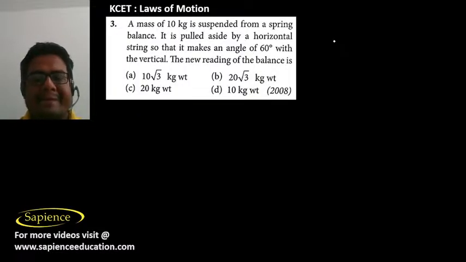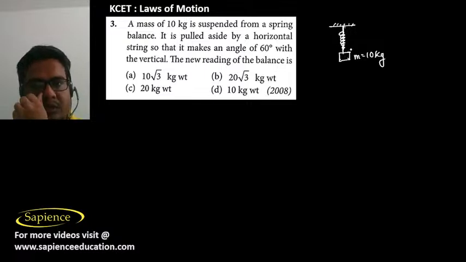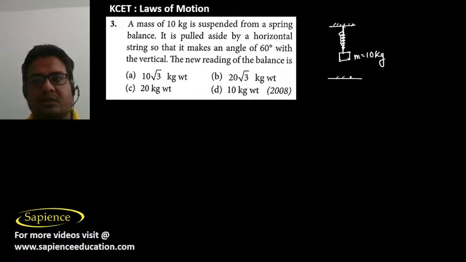Then in the third question, a mass of 10 kg is suspended from a spring balance. So the spring is there, and the mass M, which is equal to 10 kg, is suspended from the spring balance. It is pulled aside by a horizontal string so that it makes 60 degrees with the vertical. So it is somewhat like this now.